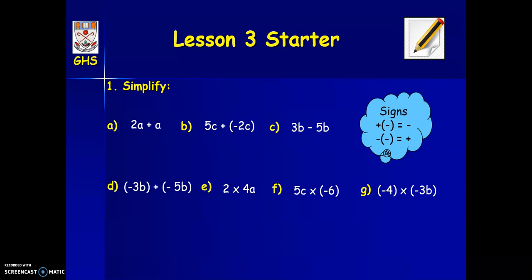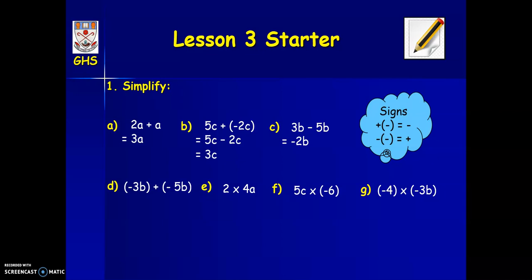Let's look at A. Nice and simple and straightforward. 2A plus A is equal to 3A. For B, we've got 5C add negative 2C. Adding a negative is just the same as subtracting, so we get 5C, take away 2C, so we end up with a total of 3C. We've got 3B, take away 5B. 3 take away 5 is negative 2, so 3B, take away 5B is negative 2B.